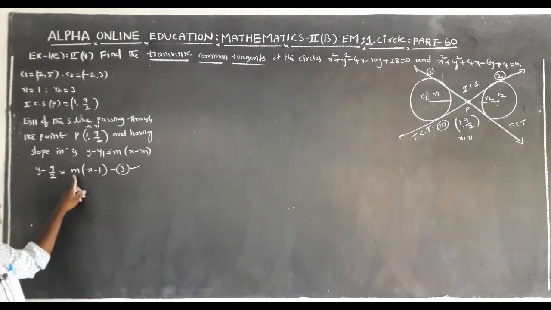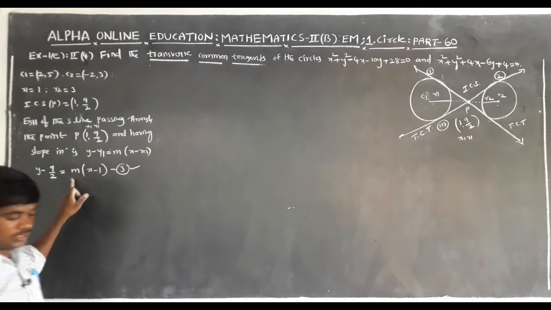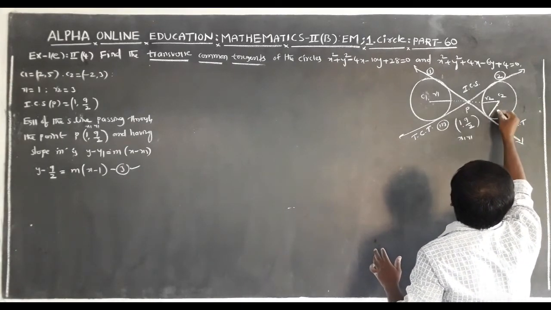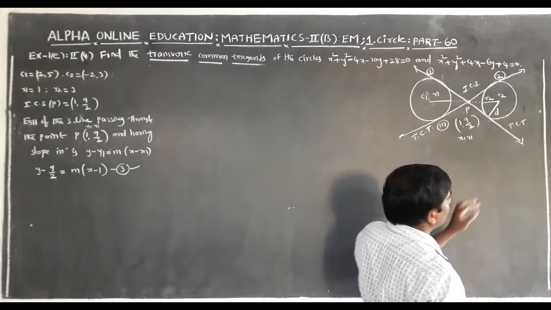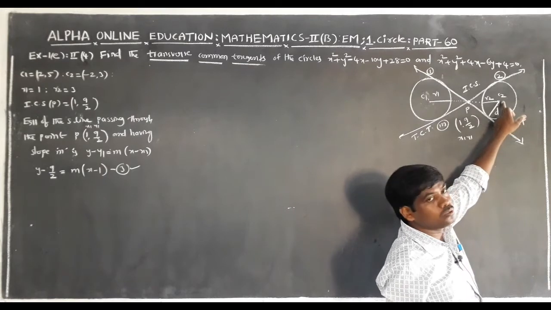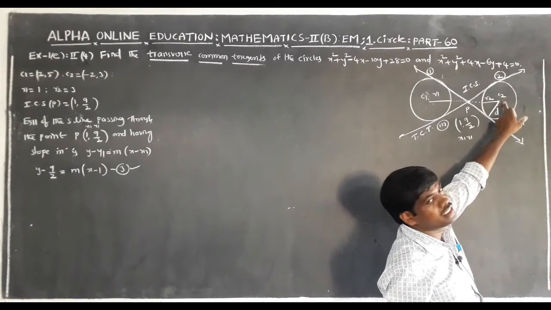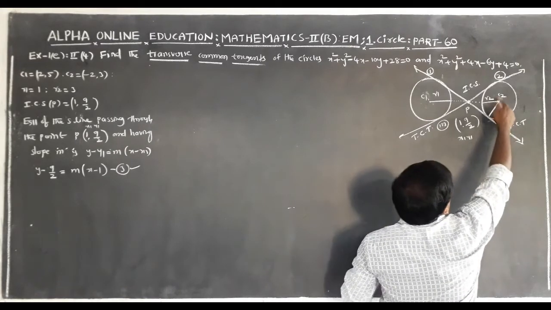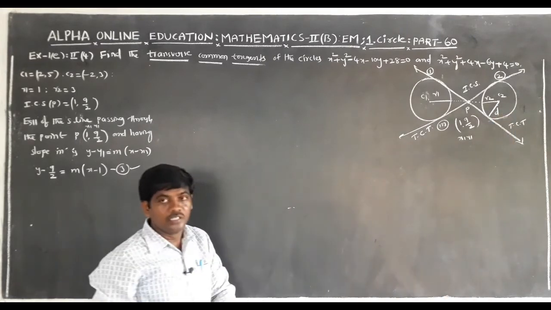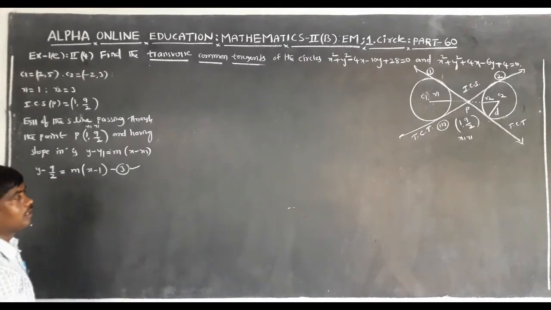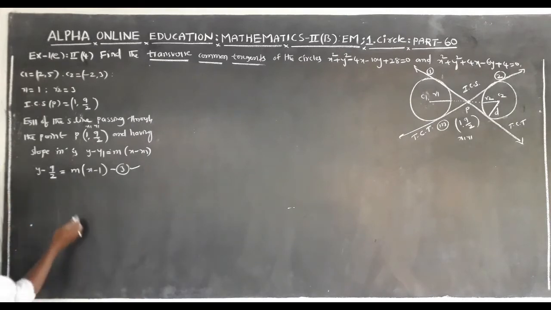Here we find the value of m. If the line touches the circle, then r is equal to d. Here the radius of the second circle is equal to the perpendicular distance from the center to the line. Equating r2 is equal to d. So first of all we find d, the perpendicular distance from the center to the line.